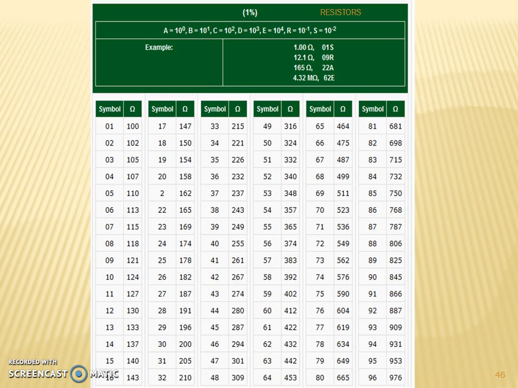For example, if the tolerance is 2% and the value is 1 ohm, 100 is the minimum value present in the table. So we can write 1 ohm as 100 into 10 raised to minus 2. So for 100 we get 01, and for 10 raised to minus 2 we get S. Since we added zeros to get the value in the table, we write it as 01S from the table.